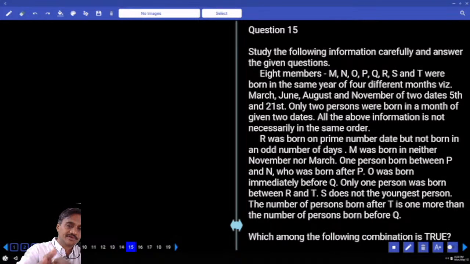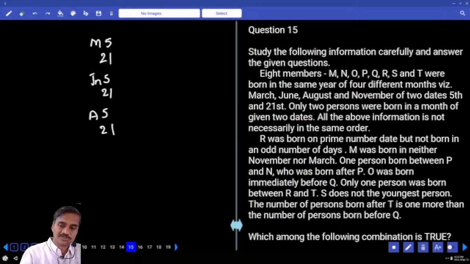And next one, 15 to 18. Now in this 15 to 18, there are 8 members. They were born in the same year, in different months and on 2 different dates: March 5th and March 21st, June 5th, June 21st, August 5th, August 21st, November 5th, November 21st. Hence altogether we have 8 persons on these 8 different days, and only 2 persons were born in a month on those 2 days.